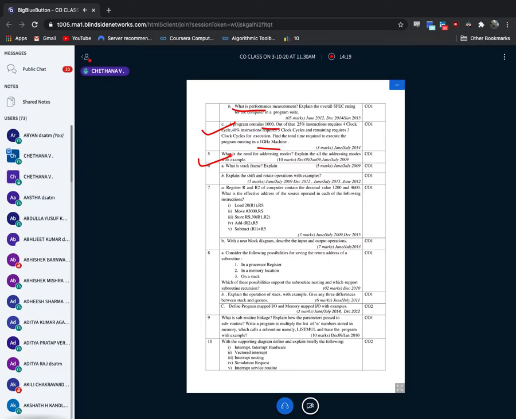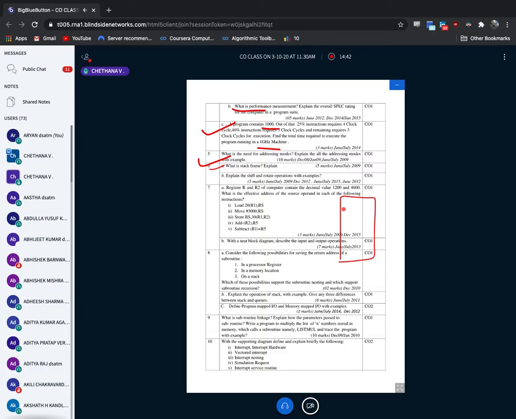Then we have the sixth question. What is stack frame? I think you're able to see this. What is stack frame, how does it look? Stack frame consists of what? Some parameters. So stack, nothing but what?